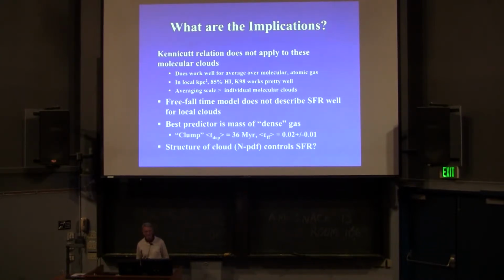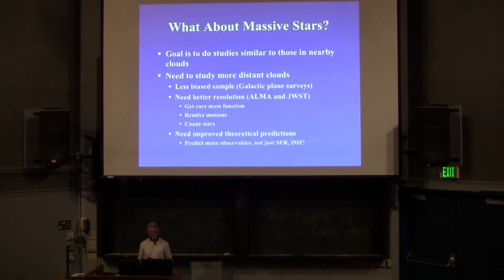Okay, so now I was supposed to talk about massive stars. So let's take a look at massive stars. The goal would be to study these in a similar way to those in the nearby clouds. But the problem is that the regions forming massive stars are farther away. We have Orion as the only one within 500 parsecs, and if you think about that in the extragalactic context, it's a complete wimp. It's not forming stars nearly as copiously as things that we study in other galaxies. So we need a less biased sample.